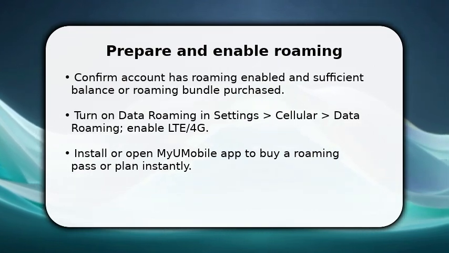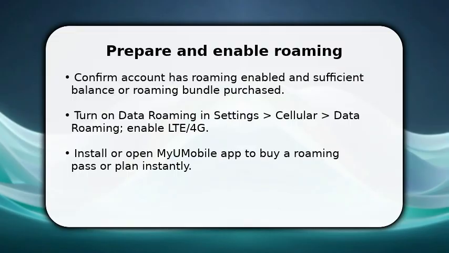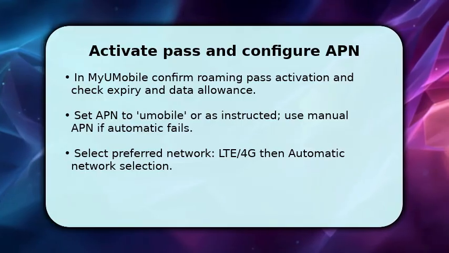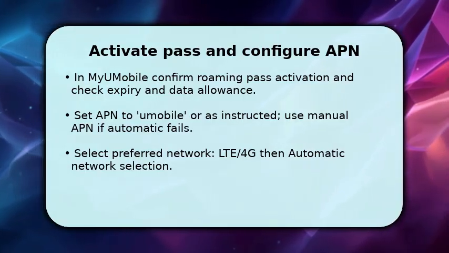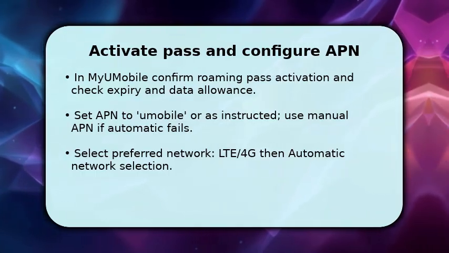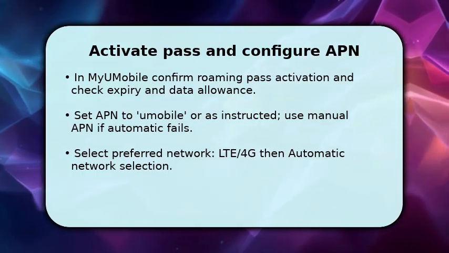Once your pass is purchased, verify activation in the My U-Mobile app and note the expiry and remaining MB. Then, make sure your phone's APN matches U-Mobile settings. Enter the provider APN manually if automatic provisioning doesn't arrive.